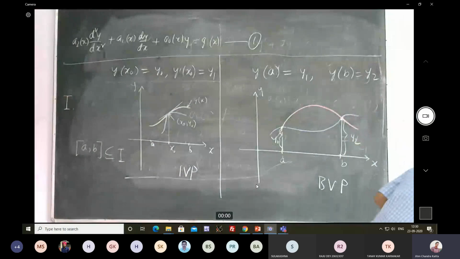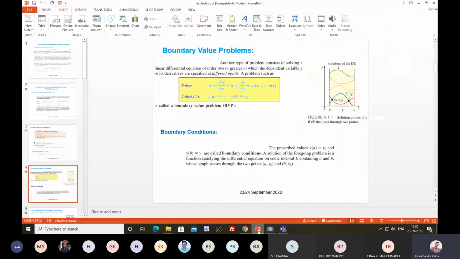Just let me show you this slide. This is what I have already told you, that the prescribed values y(a) equal to y0 and y(b) equal to y1. Here they are using y0 and y1; I was using y1 and y2, so don't worry about it. A solution of the foregoing problem is a function satisfying the differential equation on some interval I, which must contain a and b, and the graph of the solution passes through the points (a, y1) and (b, y2) in my case.